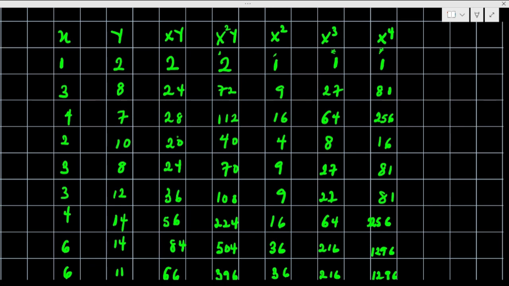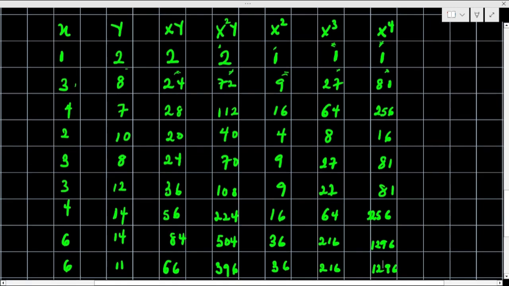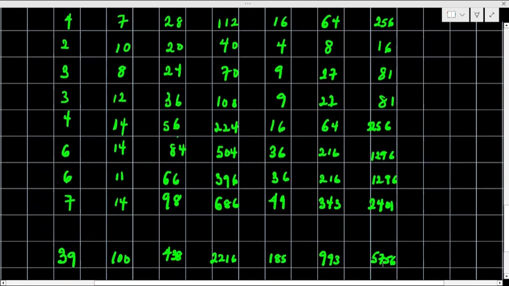So we have 3 times 8, it gives us 24. Can you see? 3 squared, that is 9. 9 times 8 will give us 72. Now, 3 squared, that is 9. 3 raised to power 3, that is 27. And 3 raised to power 4, that is 81. And this is how we get all of these values, right?